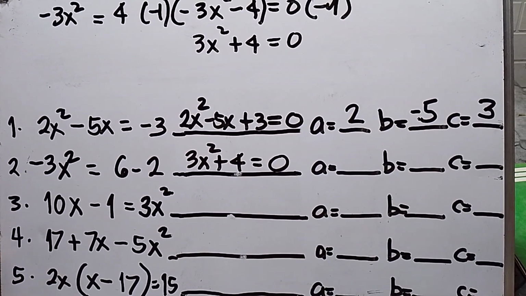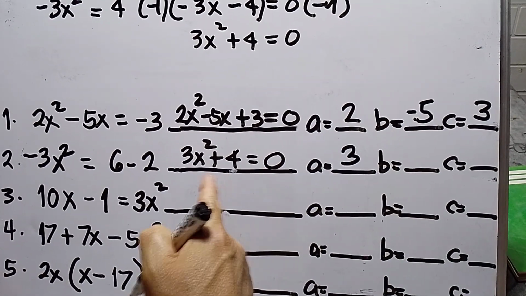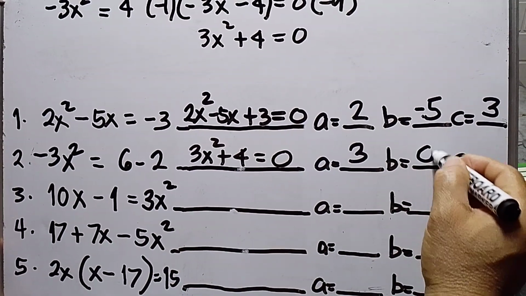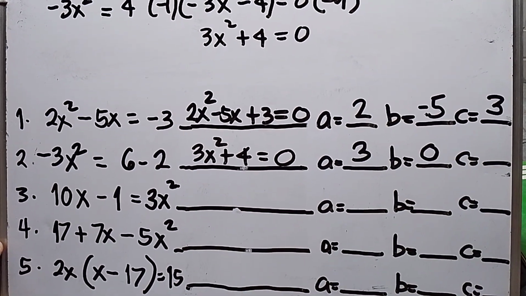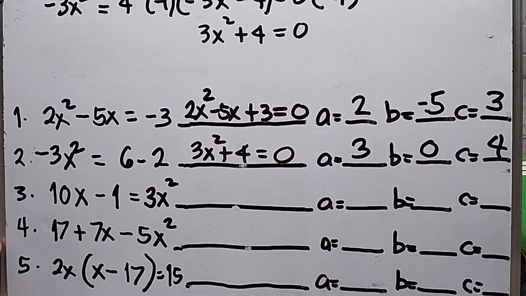Now my numerical coefficient of x squared, a, is 3. How about b? There is no b because there is no x in here, so this will be 0. And how about c? c is positive 4.